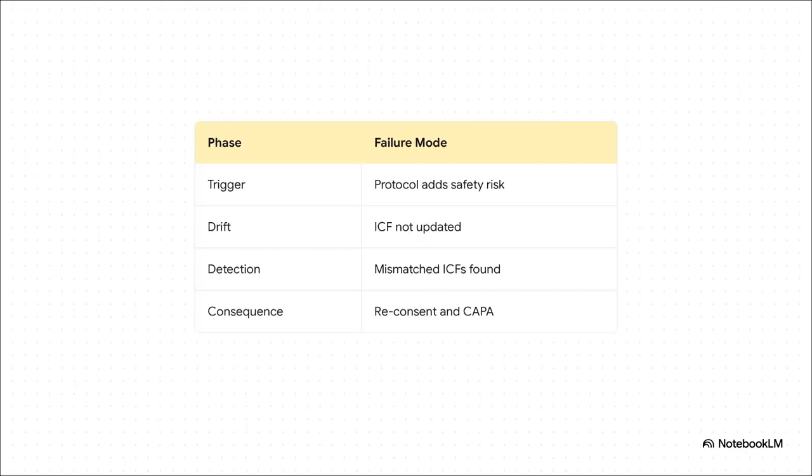Let's look at a composite case study of what happens when that interlock snaps. The trigger: a sponsor amends a Phase 3 protocol to add a new safety risk. The drift: the ICF wasn't updated, and sites kept enrolling patients for 2 whole months on the old consent form. The detection: a routine inspection easily spotted the mismatch. The consequence was massive: retroactive reconsent, a CAPA opened, and a major inspection finding. Nightmare scenario, right? This proves exactly why synchronizing these documents is totally non-negotiable.